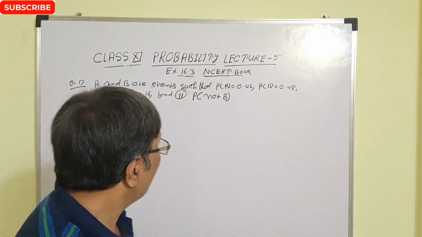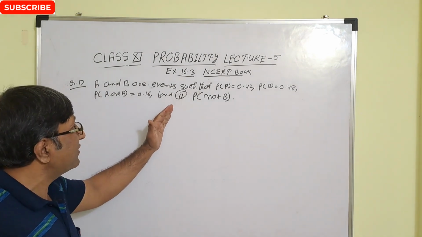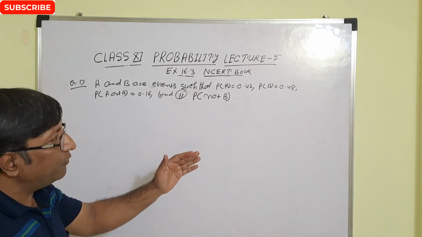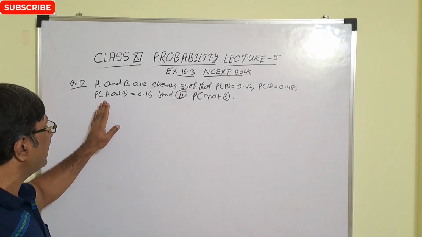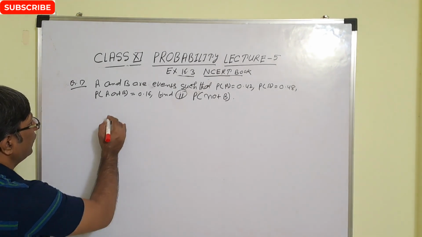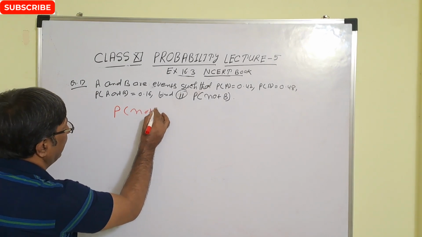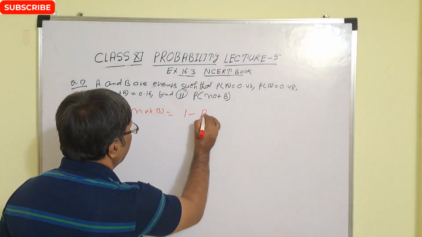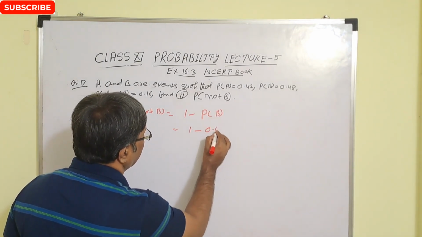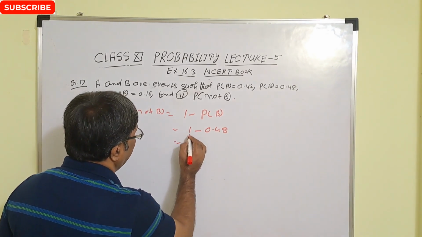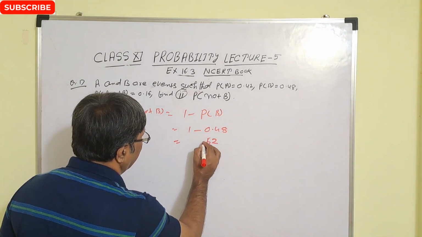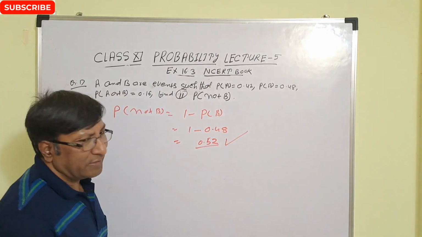Let's see the question. A and B are events such that probability of A is 0.42, probability of B is 0.48, probability of A and B is 0.16. We have to find probability of not B. So probability of not B is what? 1 minus probability of B. So 1 minus probability of B, which is 0.48. If we subtract this number, 10 minus 8 is 2, 9 minus 4 is 5, this is 0. So 0.52 is the correct answer.